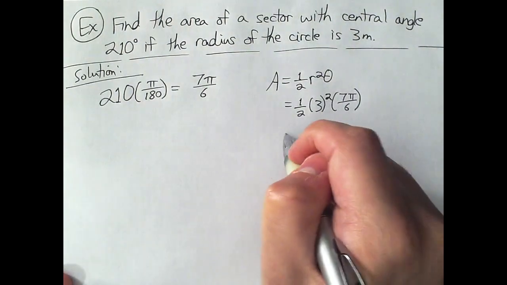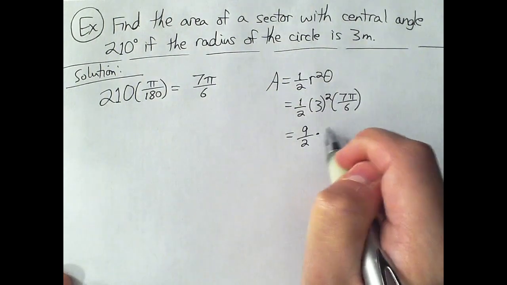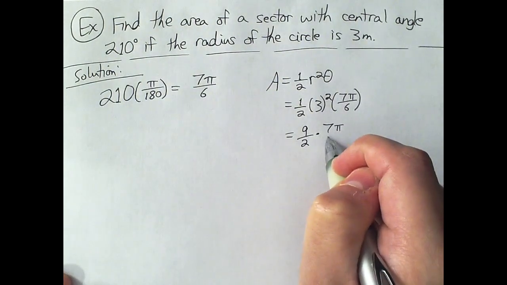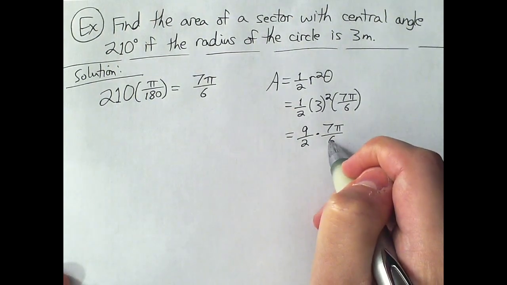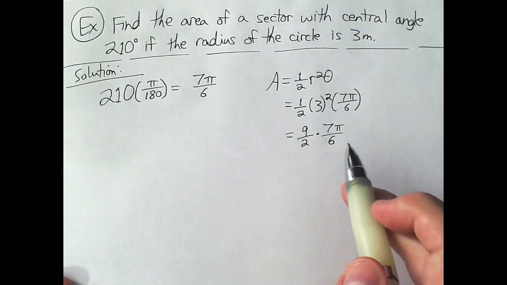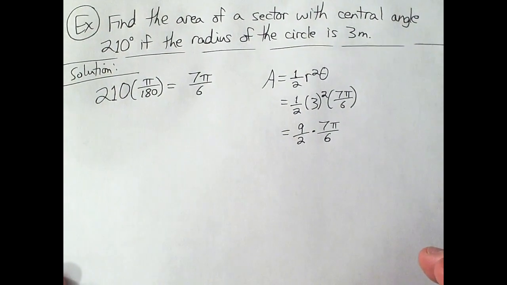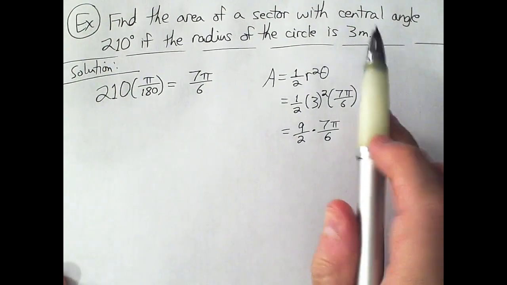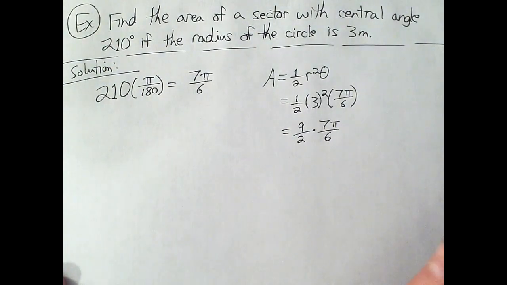3 squared is 9. Let's combine it with the 1/2 and make it 9 halves. And then we have 9 halves times 7 pi over 6. Now, there should be a certain unit of measurement, right? But I'm okay with just leaving the units of measurement off, and we'll just make sure that the final answer has the unit of measurement. This is going to be an area. This was in meters. So I think our final answer is going to be in square meters.